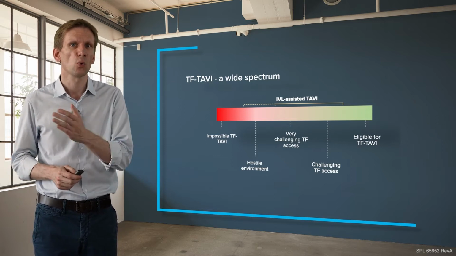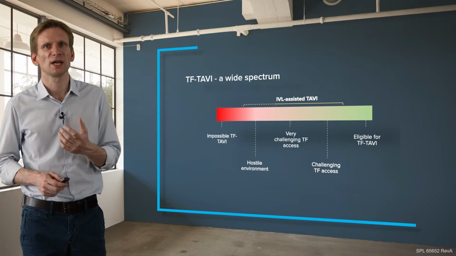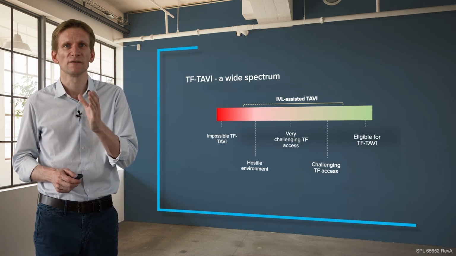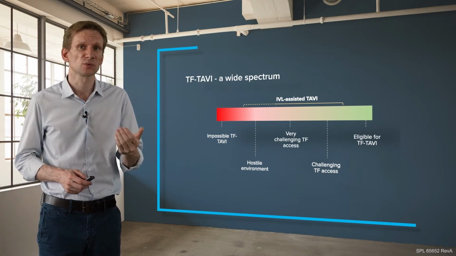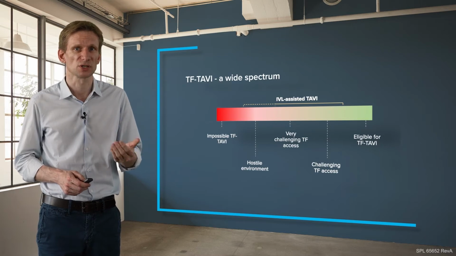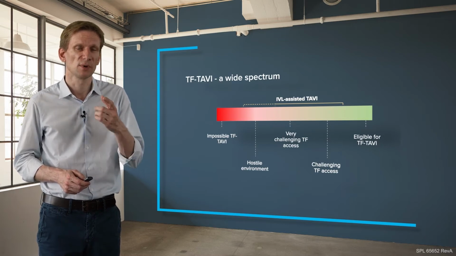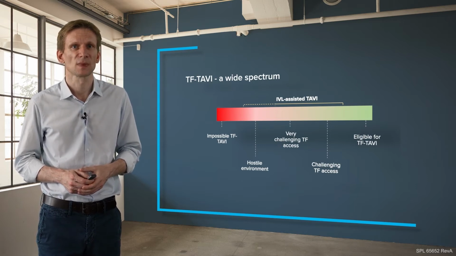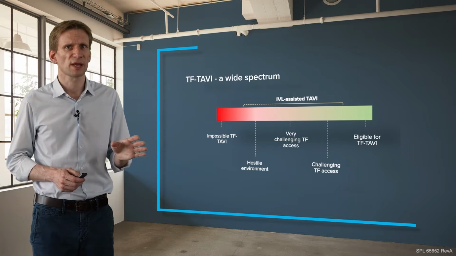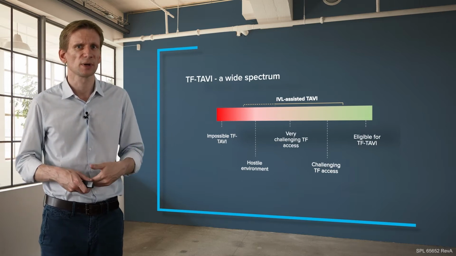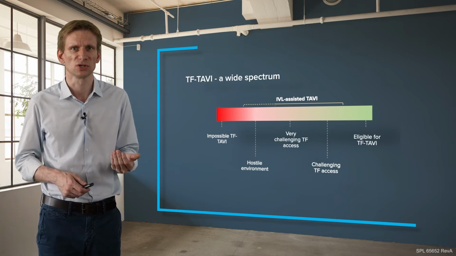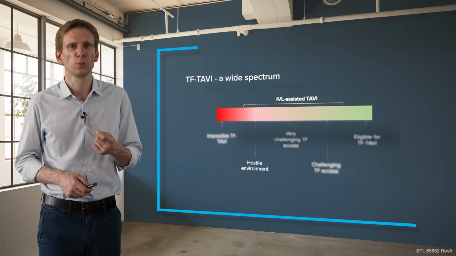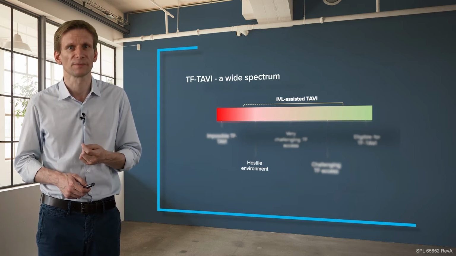So this is a whole wide spectrum, and I would say IVL is really good for the challenging, very challenging cases, and in some cases where there's really no other alternative for these patients, you might even consider hostile environments, but I want to discuss this further in the upcoming case examples. So I said impossible transfemoral TAVI. I don't think I have to show you illustrations there. That's typically where the vessel is completely occluded, so there's no discussion. You cannot do this. But it's maybe interesting to show you some examples of what we perceive as hostile environment.